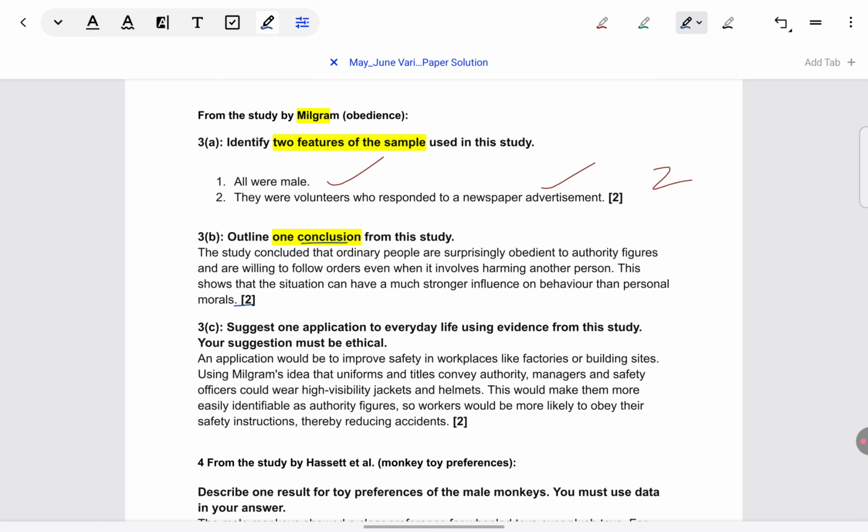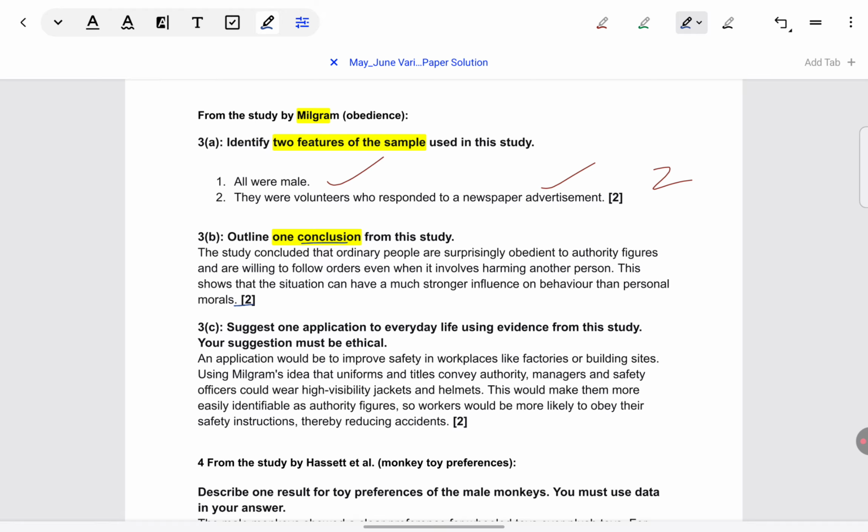Don't give numerical facts or specific details which were found in this particular study. A conclusion is a larger theoretical generalization that we can draw from the results of the study. So make sure you're giving a conclusion, an interpretation of the results. Don't give the results by itself.